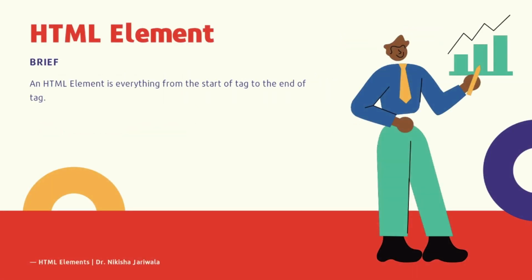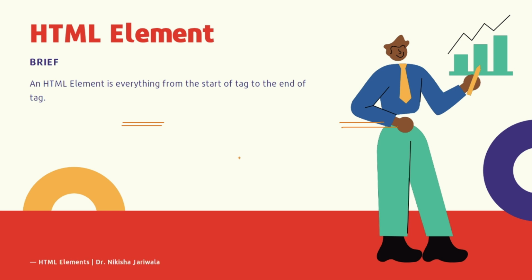So, the first thing is, what is an HTML element? We can say that an HTML element is the statement from the start of an HTML tag to the end of the HTML tag. Again, I repeat, an HTML element is each and everything that we write from the start of an HTML tag to the end of the HTML tag.